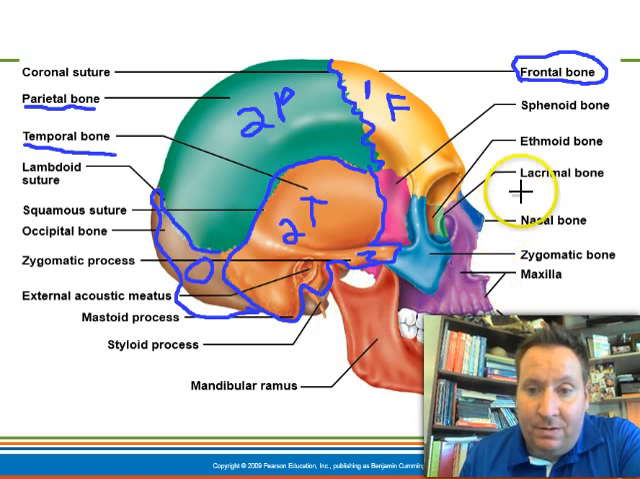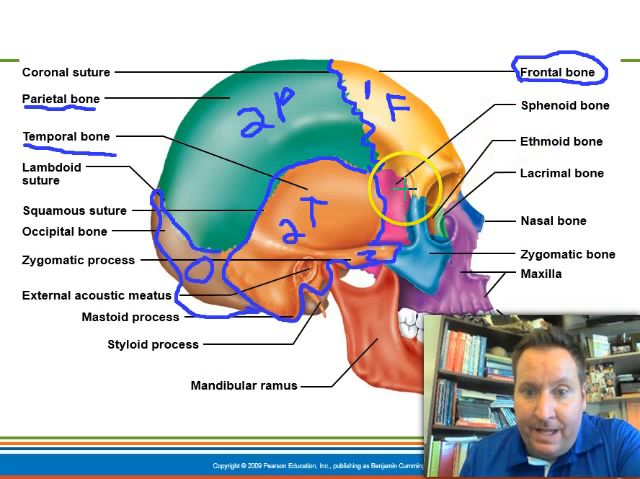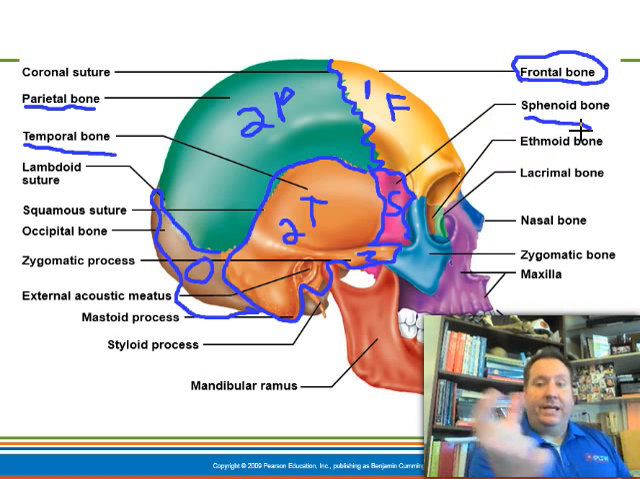Some other interesting bones that you may not hear that much about is this pink bone right here. It looks like a bat wing. This is one side of the bat wing. It's called the sphenoid bone. I'll label it with an S. You have one sphenoid bone, but that sphenoid bone kind of looks like this.